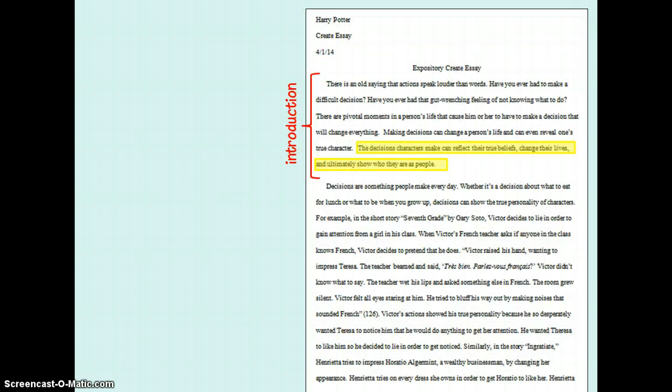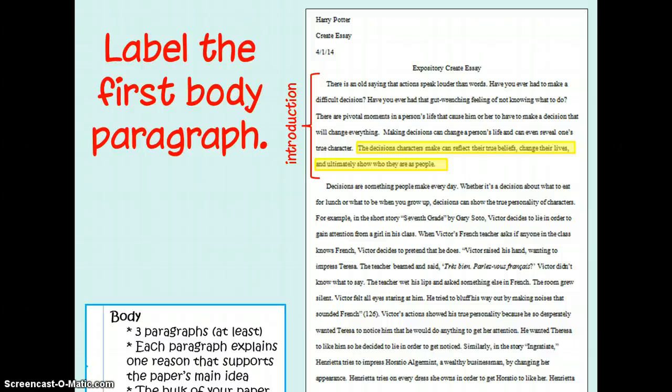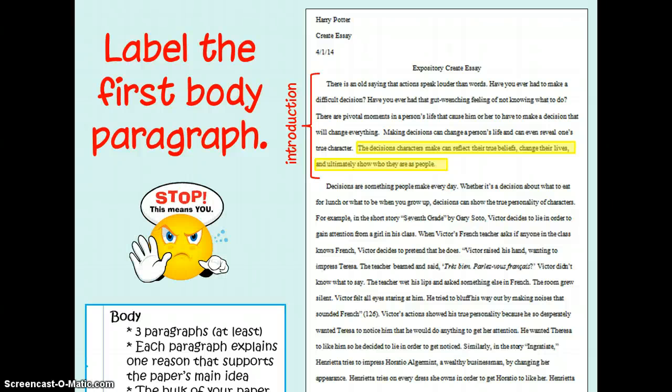All right, so have a look at your essay. Right now it should be labeled with the introduction and have that thesis statement highlighted. Next, I would like for you to label the first body paragraph. Now this is a little tricky because it's pretty long and it might go on 2 pages, hint, hint. As a reminder, the body is 3 paragraphs at least. Each paragraph explains one reason that supports the paper's main idea, and it's the bulk of your paper. Again, label just the first body paragraph.